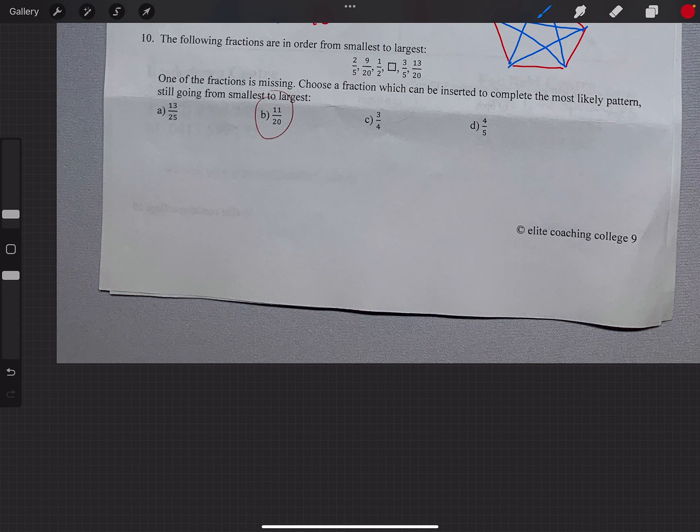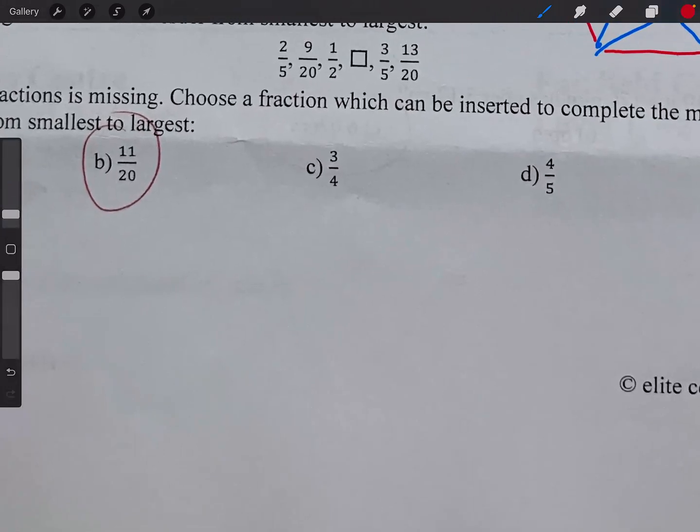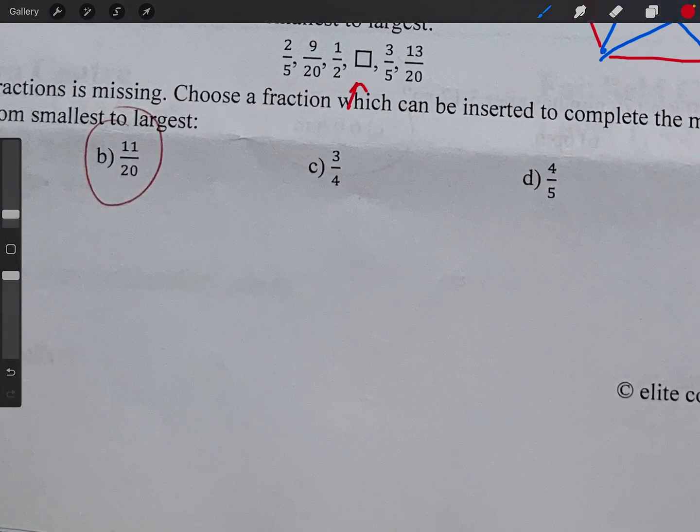The following fractions are in order from smallest to largest. Now, it says one of the fractions is missing. Choose a fraction which can be inserted to complete the most likely pattern. So there's a pattern going on here. We have to find the middle number. As you can see, look at the denominators. They're all different, so let's make them the same. I'm pretty sure I can turn all of these into 20s.